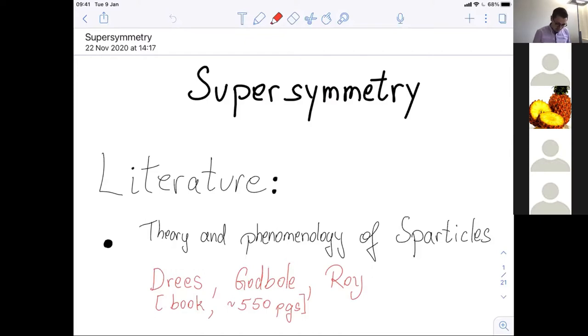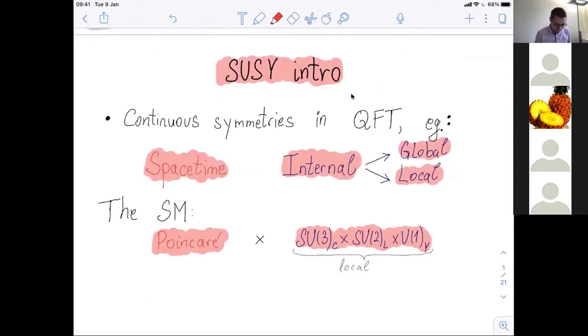Talking about supersymmetry, we start with continuous symmetries in quantum field theory. The continuous symmetries are, for example, the space-time symmetry and internal symmetries, where the internal symmetries can be either global or local. Local means gauged. For instance, in the standard model, we have the Poincaré symmetry, which is the full space-time symmetry. And then we have the gauge symmetry, which is the internal local symmetry, the product of SU(3) color, SU(2) left, and U(1) hypercharge. These are examples of continuous symmetries in the standard model.